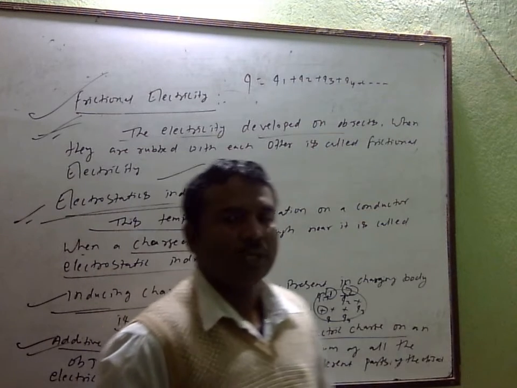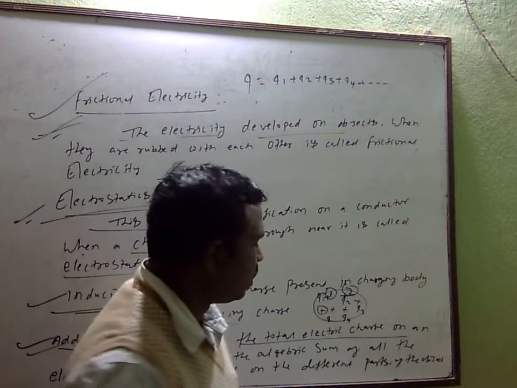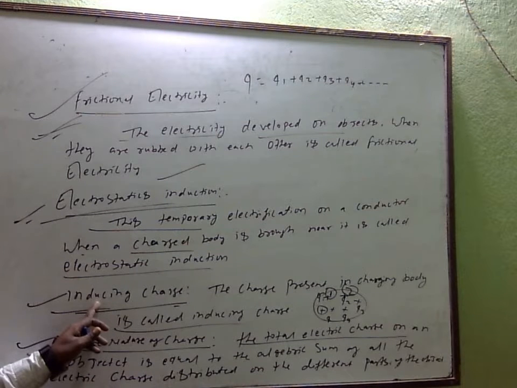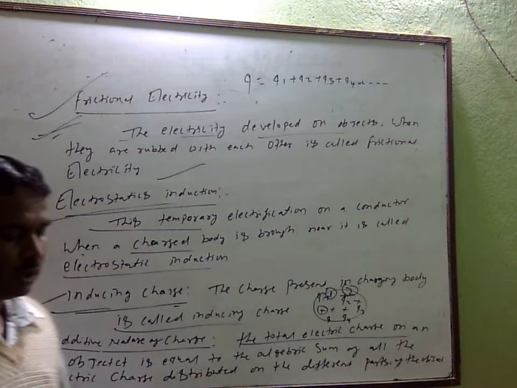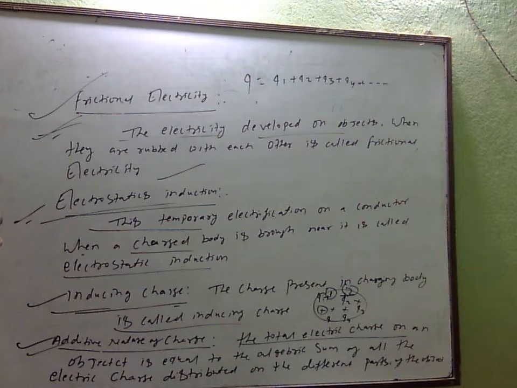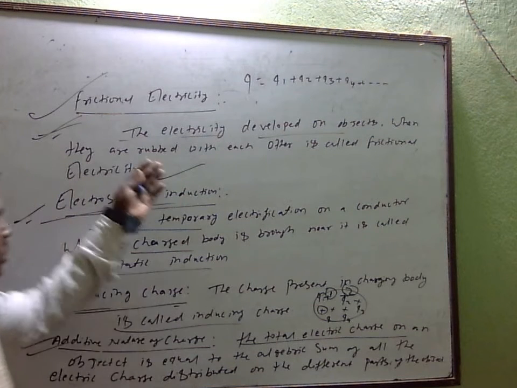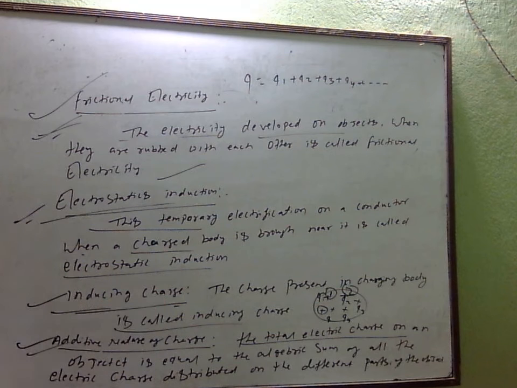Is it correct? I think you have written. If you have not, no problem, I will clear these up. So this is the additive nature of charge. Here is the inducing charge. Inducing charge, or electrostatic induction: you can take the magnet and another body. I have already given you the example, so one time you should read these.